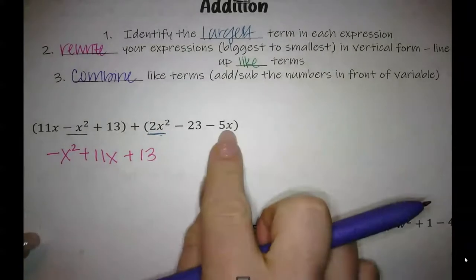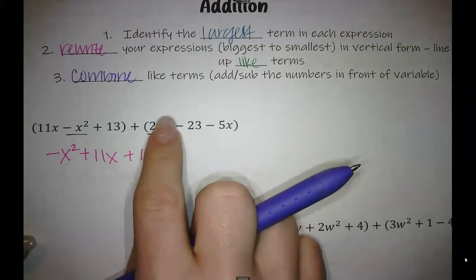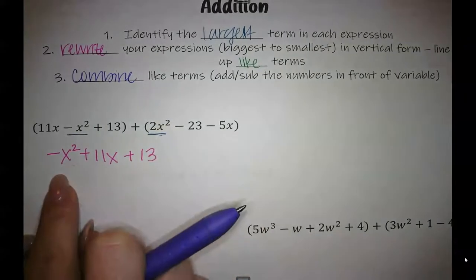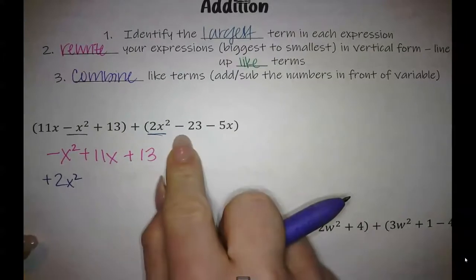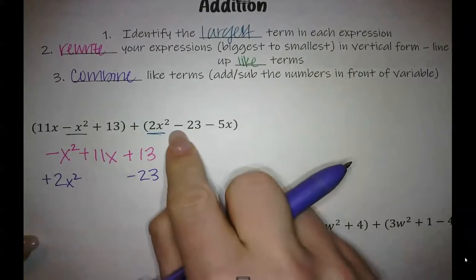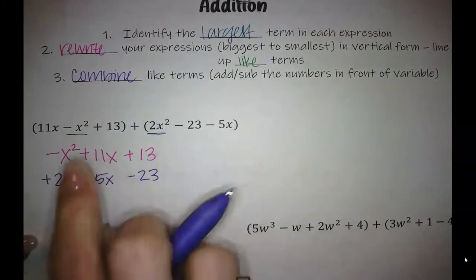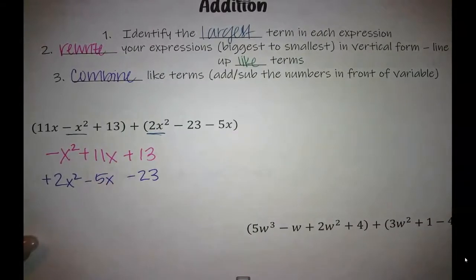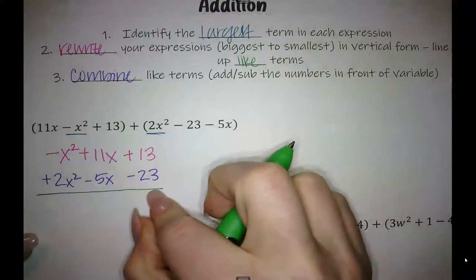And then we're going to rewrite this one, and we're going to match up the corresponding like term from this one and put it underneath that same one here. So we've got positive 2x squared. This is minus 23, so that goes with the number. Remember that sign travels with it. And then minus 5x goes in the middle with our x's. All right, so now we have our addition problem.